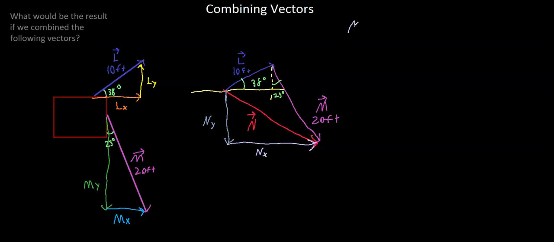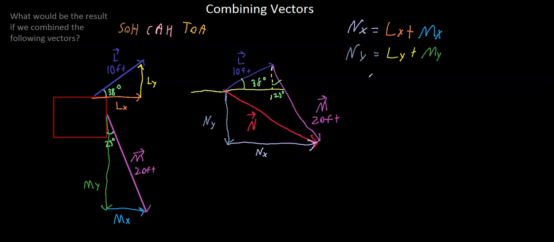And we can say N of x will equal L of x plus M of x. And of course, N of y will equal L of y plus M of y. And then we can use these values to find the total N and the angle as well. But from there, let's go ahead and solve for these individual x and y components. So let's start with SOHCAHTOA. That's what we need to find our individual values.